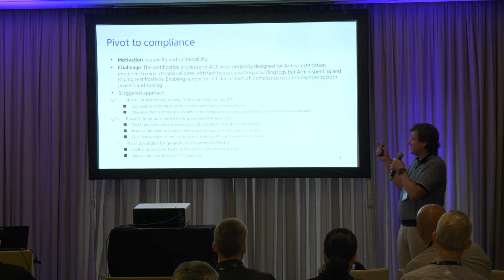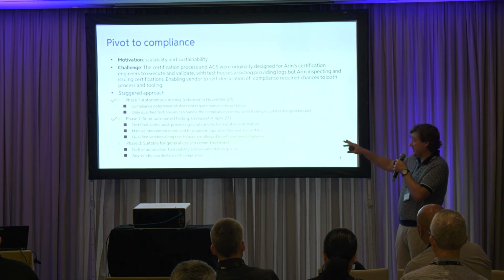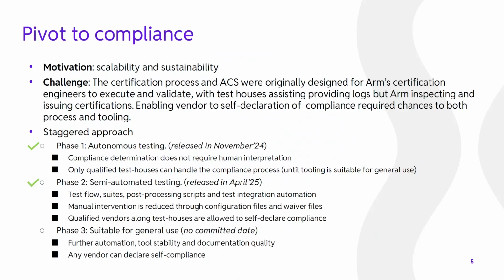That was delivered in November 24 last year. What we have released now in April 2025 is phase 2, which is semi-automated testing. That means we have gone a bit further, and the manual intervention is less. Originally you had to integrate from 3 different repos in order to run it. Now you don't have to integrate 3 different repos. Everything is on a single image.